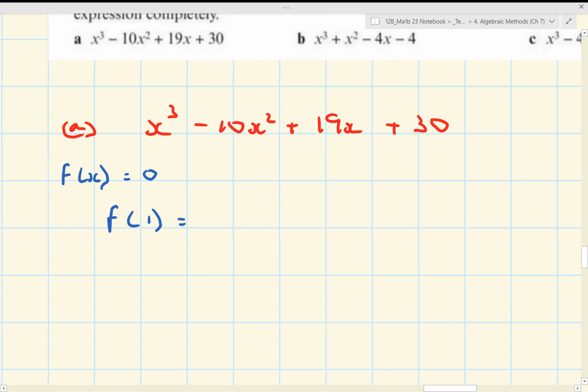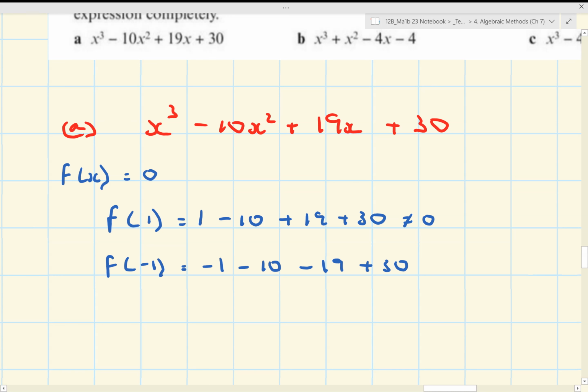When you evaluate this expression with x is 1, you can simply use the coefficients. So the value of the expression when x equals 1 will be that, which does not equal 0. Let's try f of minus 1. We have minus 1 cubed, which is minus 1, minus 10 times 1, minus 10, 19 times minus 1 is minus 19, and then plus 30.